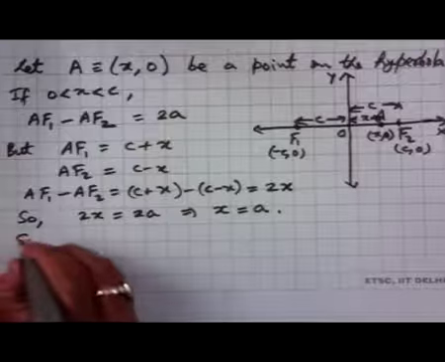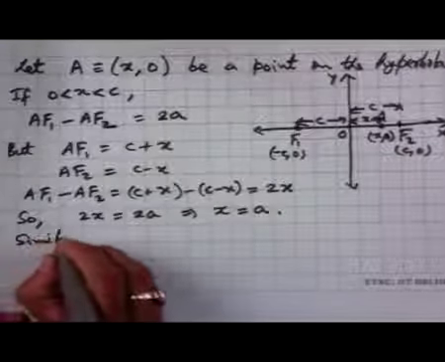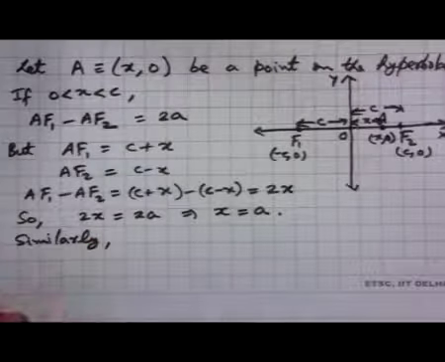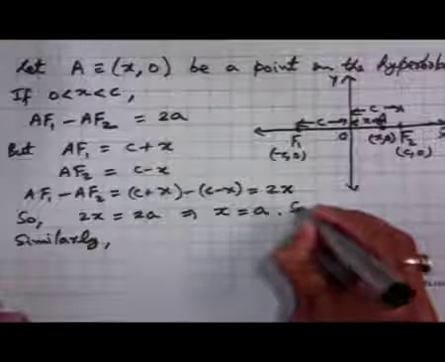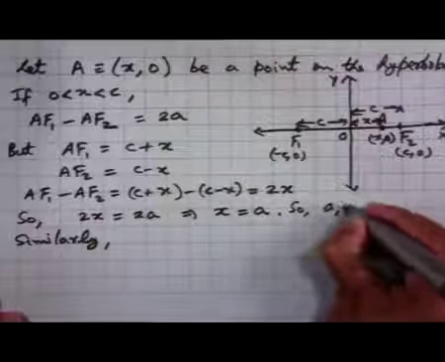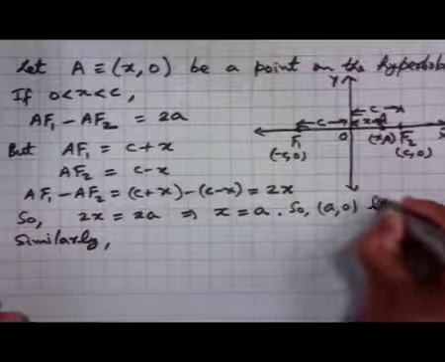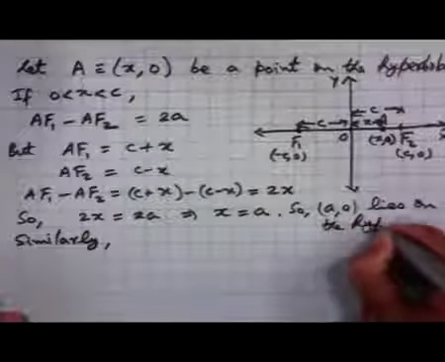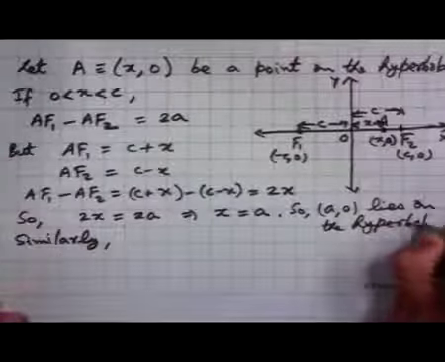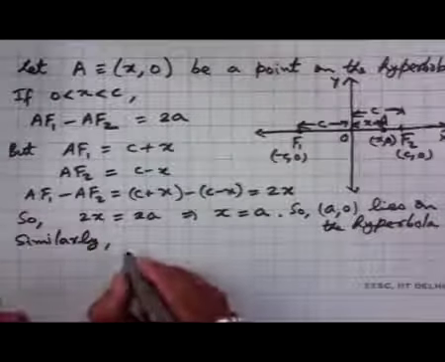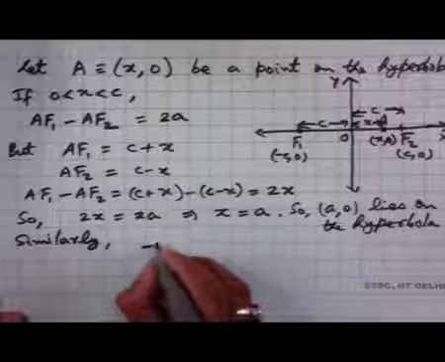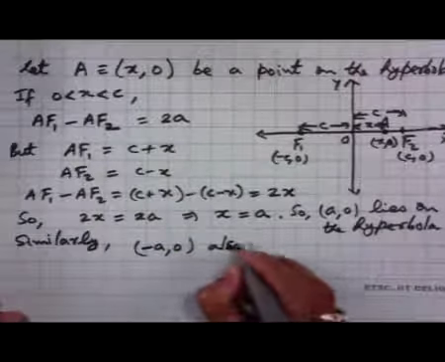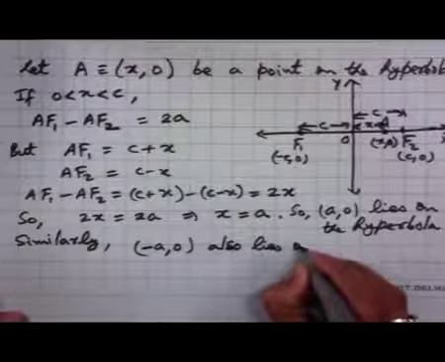Similarly, what we get is that a comma 0 lies on the hyperbola. Similarly, we can see that minus a comma 0 also lies on the hyperbola.